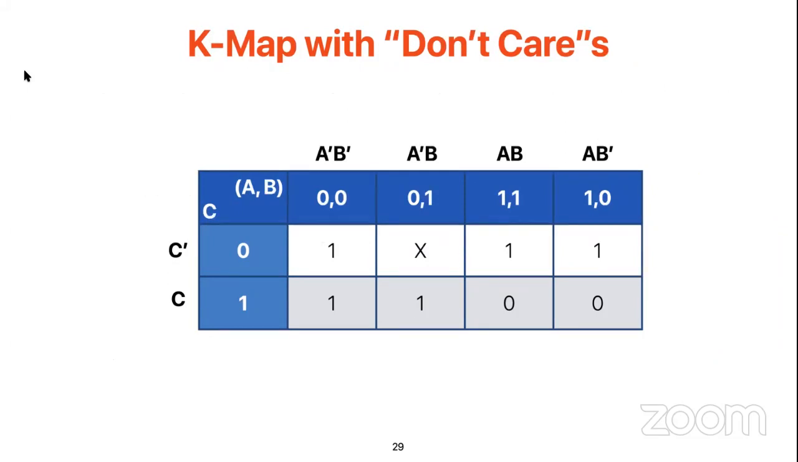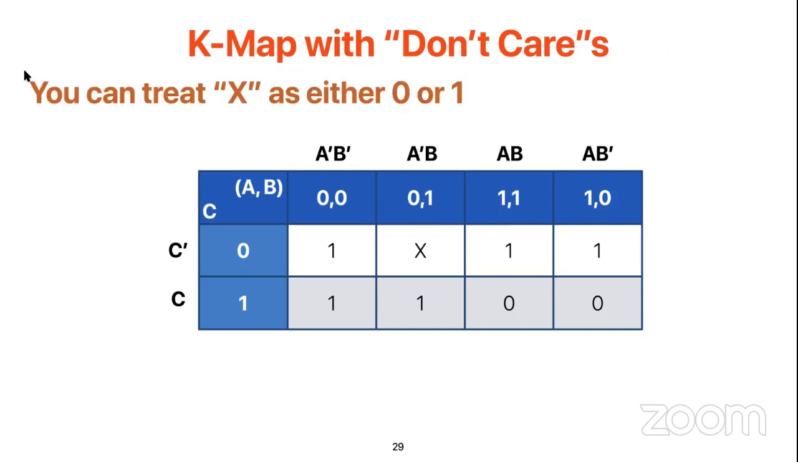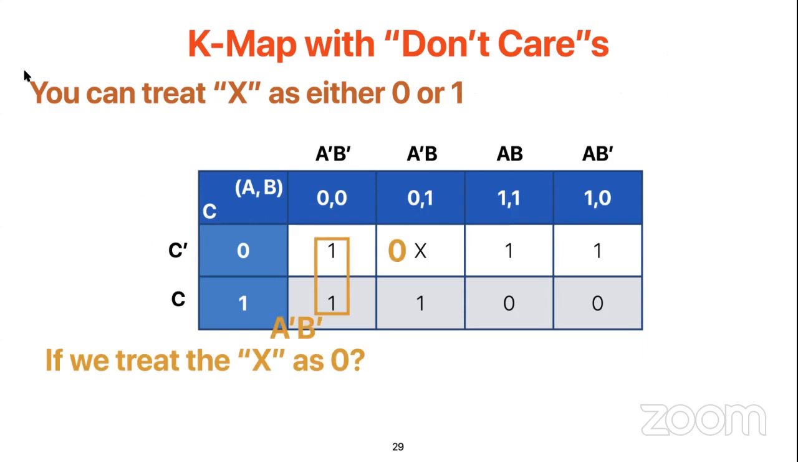For a K-map with don't cares, it's interesting in that you can treat each don't care as either 0 or 1. For this example, if we treat the X as 0, then I'm going to get 3 different terms. And in this way, I would use 3 OR gates and 3 AND gates to implement the circuit. So this is not what we really want.